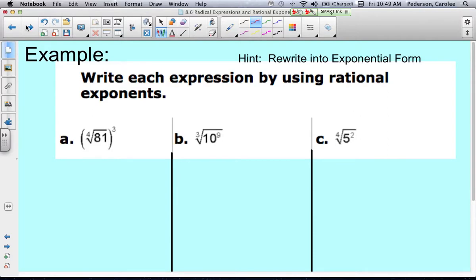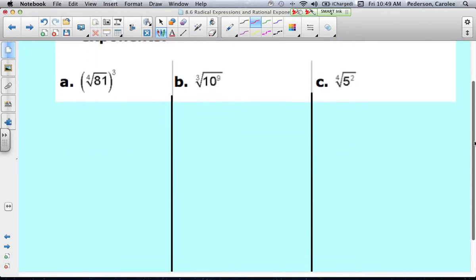Couple more left, same type as the last examples. Rewrite as a fractional exponent. So 81 is my base, 3 is my power, and remember that index of 4 is my denominator. Example B, 10 raised to the 9 over 3. The index is always your denominator. And then 9 divided by 3 is 3.